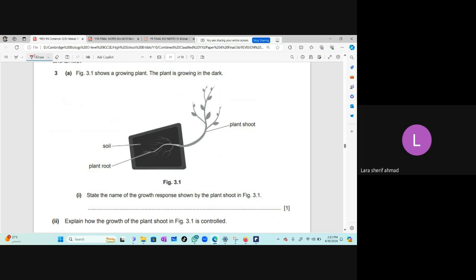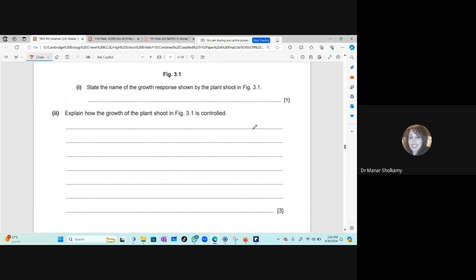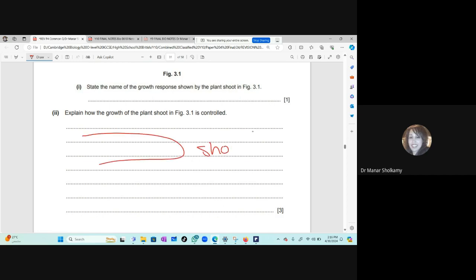Gravity. Phototropism or geotropism? Geotropism. Yes. And some of you said negative geotropism because we're talking about the shoot. Correct. Now tell me the story. This is the shoot and it is in the dark. And we said the auxin will make it bend. Where is it produced?